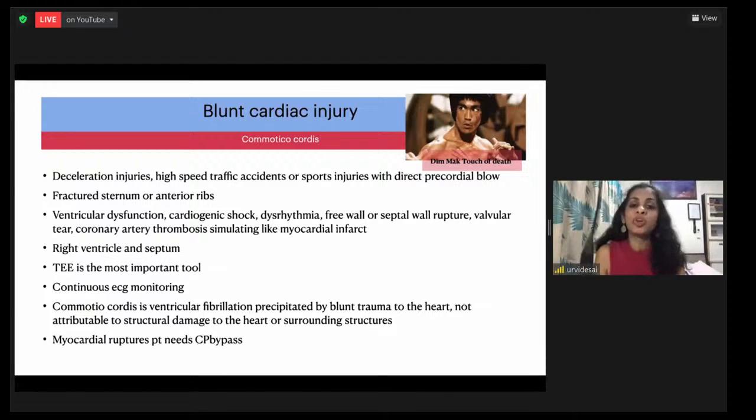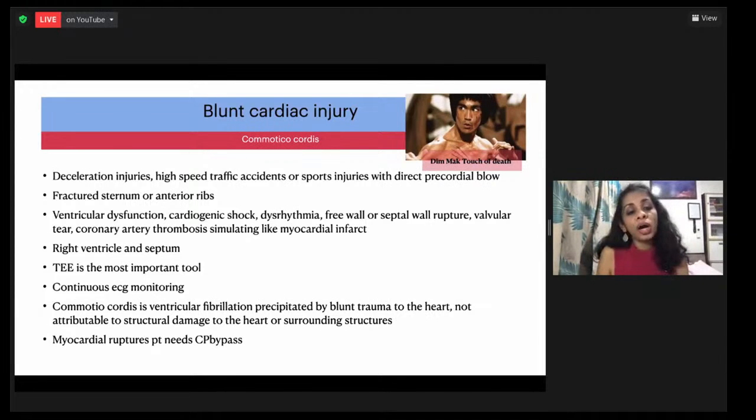As anesthetists, when do we suspect cardiac injury? When we attach the ECG and there is arrhythmia, keep in mind that this patient may be having a cardiac contusion, and we have to monitor him for 24 to 48 hours. He may have the worst spectrum. He may come with cardiogenic shock. He may come with free wall or septal wall rupture, or even coronary artery thrombosis simulating an MI. Most of the time, the right ventricle and the septum are involved.